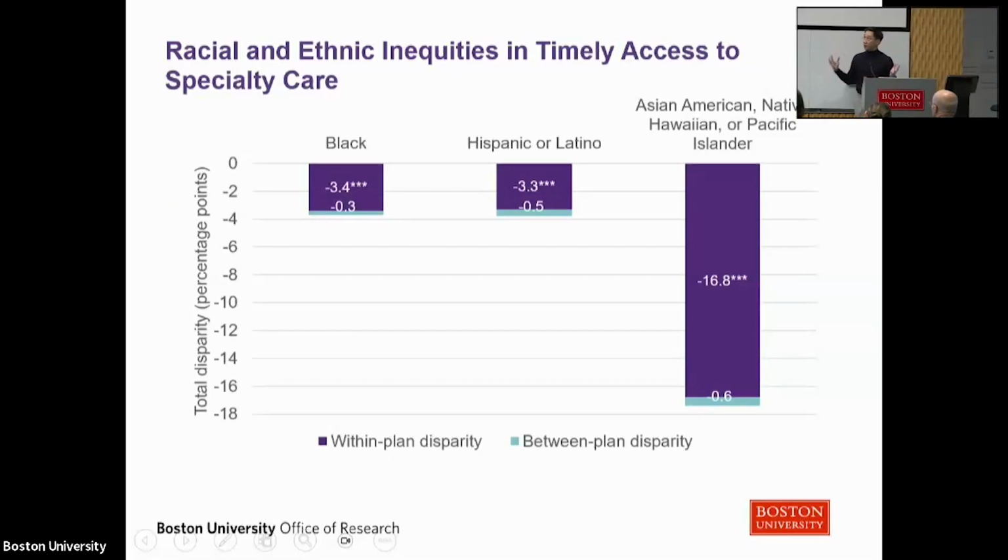This study, which was published in the inaugural Racism and Health issue of Health Affairs, looked at 4 different outcomes, but I'm going to focus on one in the interest of time, which is timely access to specialty care. Just to orient you to this graph, the purple section indicates the within plan effect, and the turquoise bar indicates the between plan effect. Compared to non-Hispanic white enrollees in Medicaid managed care, those from racially or ethnically minoritized groups, particularly Black, Hispanic or Latino, and Asian American, Native Hawaiian, and Pacific Islander enrollees, reported significantly worse timely access to specialty care, and this was really driven by this within plan disparity.